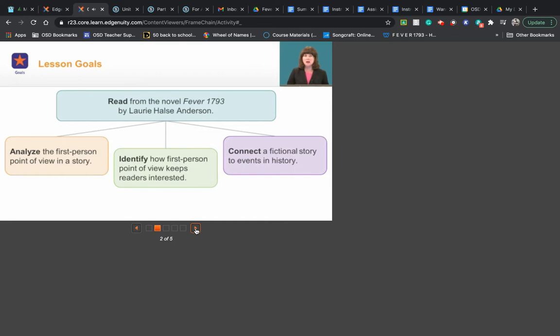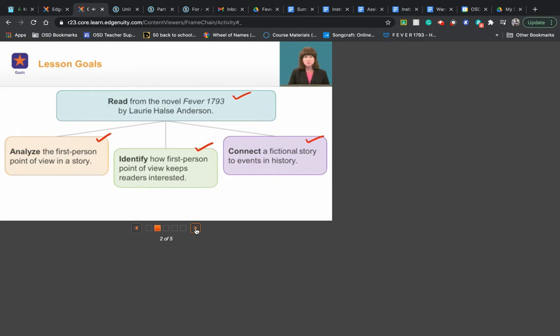Now let's take a look at our lesson goals. You're going to read from the novel Fever, 1793 by Laurie Halse Anderson, and you're going to use this novel in order to analyze the first-person point of view in a story, to identify how first-person point of view keeps readers interested, and to connect a fictional story to events in history.